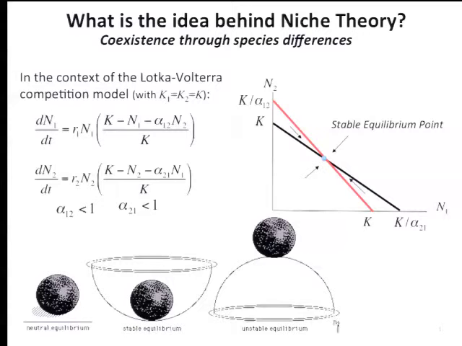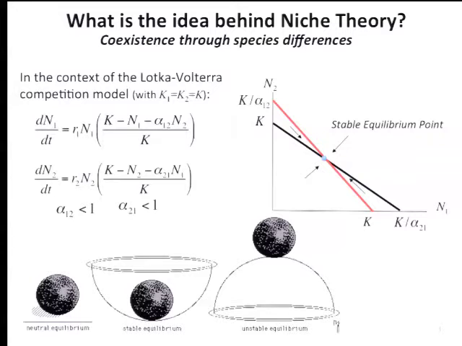It's also helpful to know that you can derive this model from a consumer resource model, if you assume the dynamics of the resource are fast compared to the dynamics of the consumers. In that case, the alphas just reflect how much the species overlap in their use of resources. An alpha equal to 1 would reflect complete overlap in resource use. Alpha less than 1 would reflect some differences. And to get stable coexistence of two species in this model, what you need basically is for these alpha parameters to be less than 1, at least when the carrying capacities are equal. Species impacting themselves more than they impact the other species.